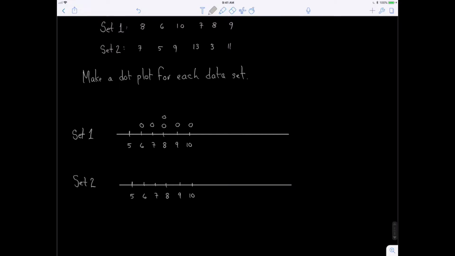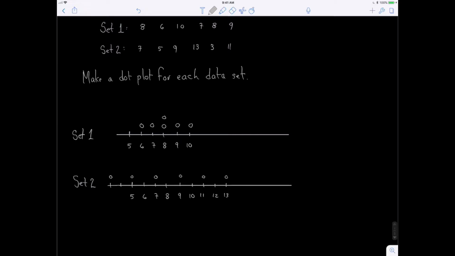Now let's make the second one. The second one has a 7, has a 5, has a 9. Whoa, it has a 13. I'm going to have to go up here. 10, 11, 12, 13. And notice I see a 3 in there, so it's also going to have to go out here to the right. So 5, 4, 3. Okay, so we got to 13, then we go down to a 3, and finally we end with an 11.